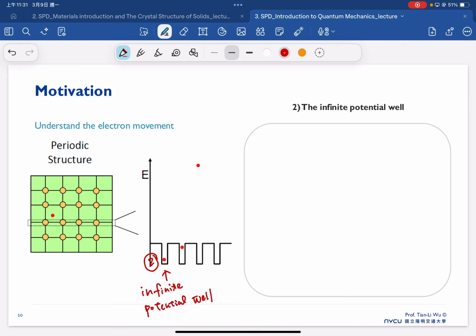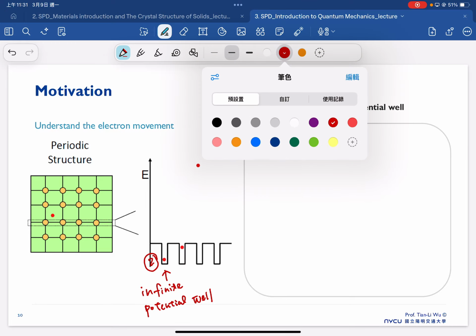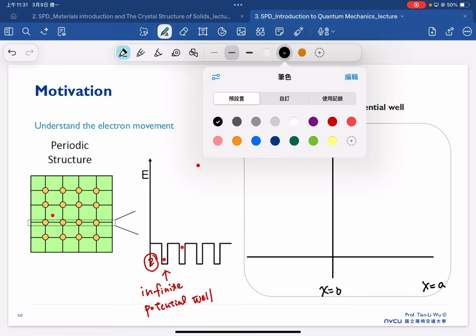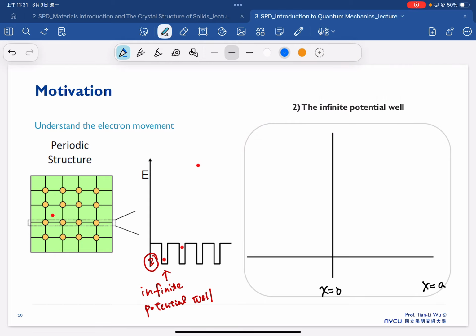So in this case, we consider this one. This is x equal to 0, and this is x equal to a here. So now we have several different regions. First, our potential well should look like this.